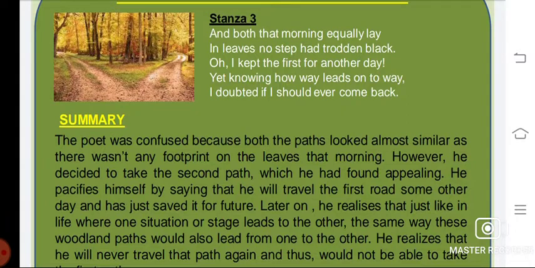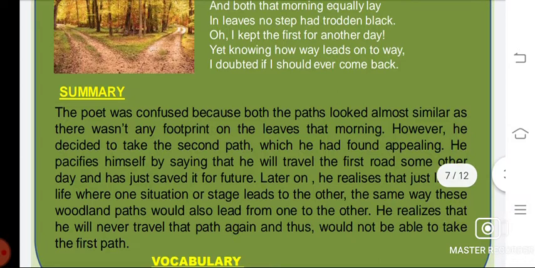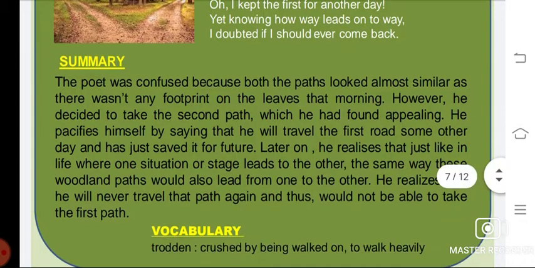So the poet was confused because both the paths looked almost similar, as there wasn't any footprint on the leaves that morning. However, he decided to take the second path, which he had found appealing. He pacifies himself by saying that he will travel the first road some other day and had just saved it for the future.